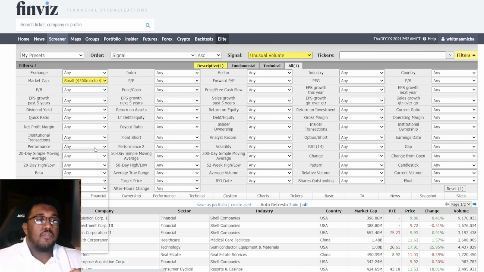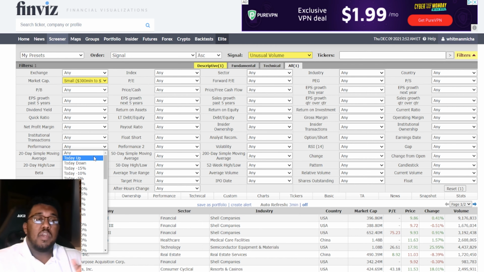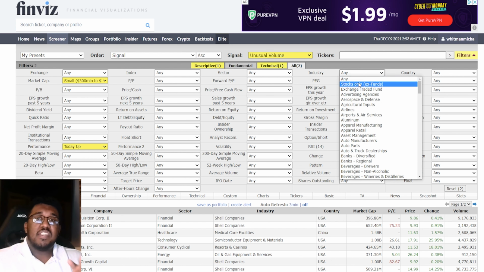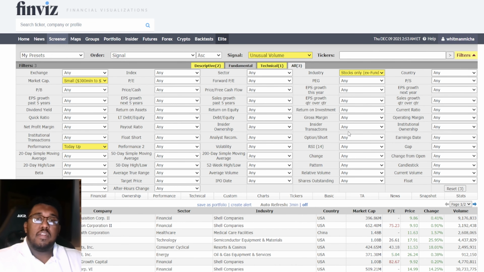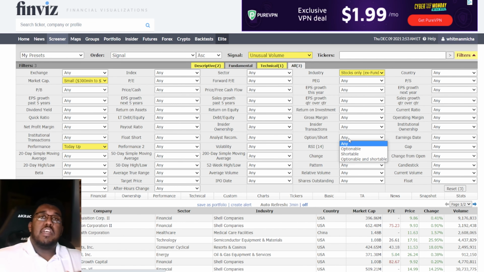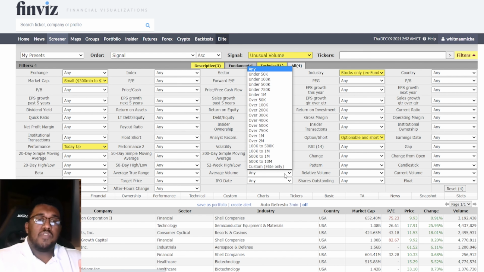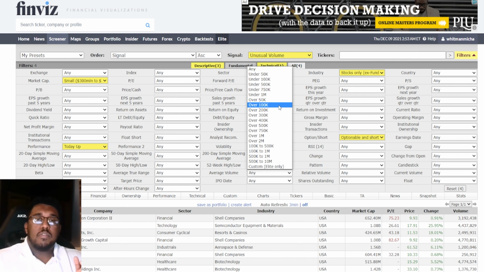Next, we're going to go to Performance, Today Up. We want to ride the momentum here. After that, we want to go to Industry. Industry, Stocks Only, Ex Funds. Below that, Options Shortable. If you don't care about trading options, you can leave this at Any. If you want to trade options on these stocks, which can be very parabolic, you can go to Optionable and Shortable.